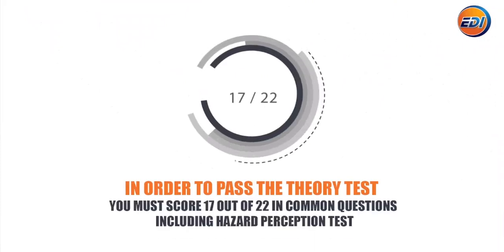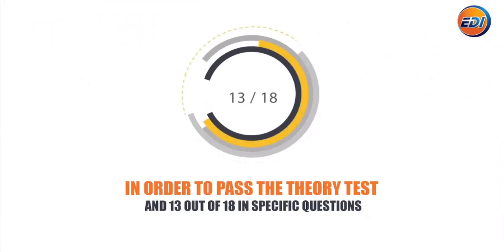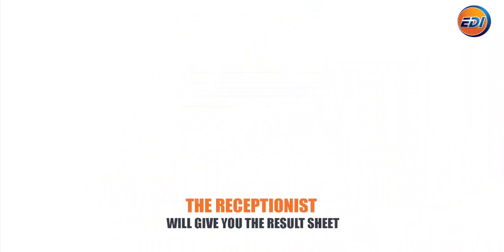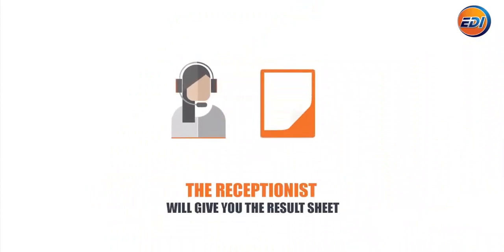In order to pass the theory test, you must score 17 out of 22 in common questions, including hazard perception test, and 13 out of 18 in specific questions. Once you have completed your theory test, leave your testing station and proceed to the reception. The receptionist will give you the results sheet.